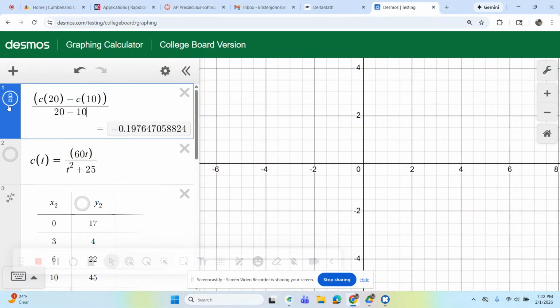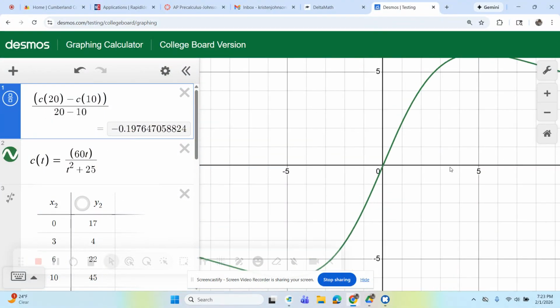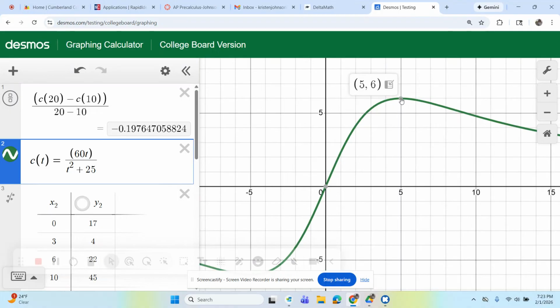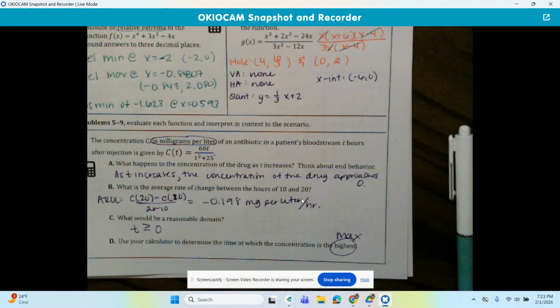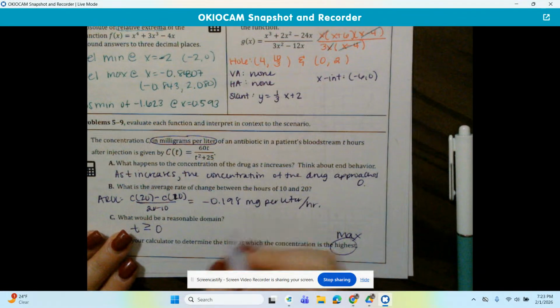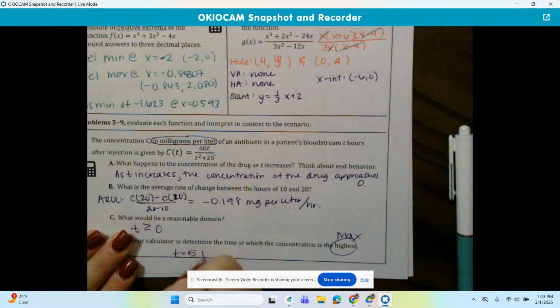Let's go back here. Turn this back on and let's look for our max up here, and it automatically tells me our max. It happens at time of 5. The max is 6, but it says you just determine the time. So T equals 5 hours after injection.